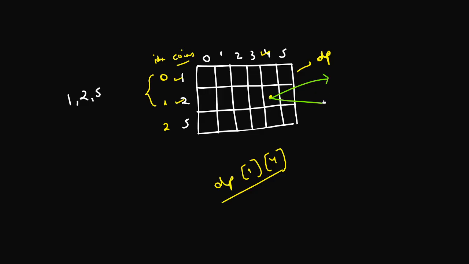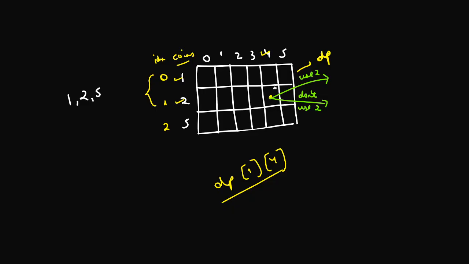The first decision is, what if I use this coin of denomination 2 in order to make an amount of 4? That's the first thing. So the first thing is use 2. The second way to do that is, what if I don't use 2 at all in order to make the amount of 4? So the second way is, don't use 2.